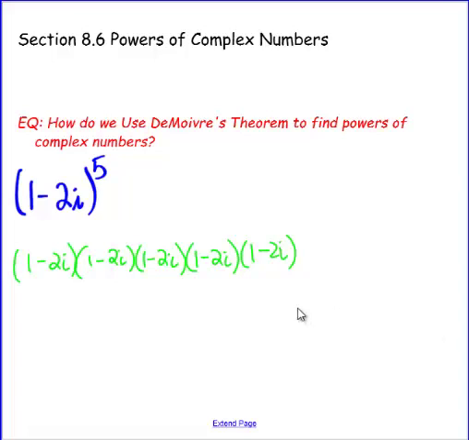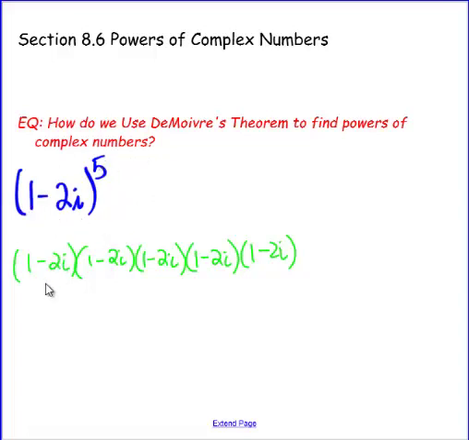Okay, we are now moving into 8.6, talking about powers of complex numbers. So we're going to look at how we use de Moivre's theorem to find powers of complex numbers. He's a French mathematician that found a way, using the polar form of a complex number, to multiply an expression like this, 1 minus 2i raised to the fifth power.